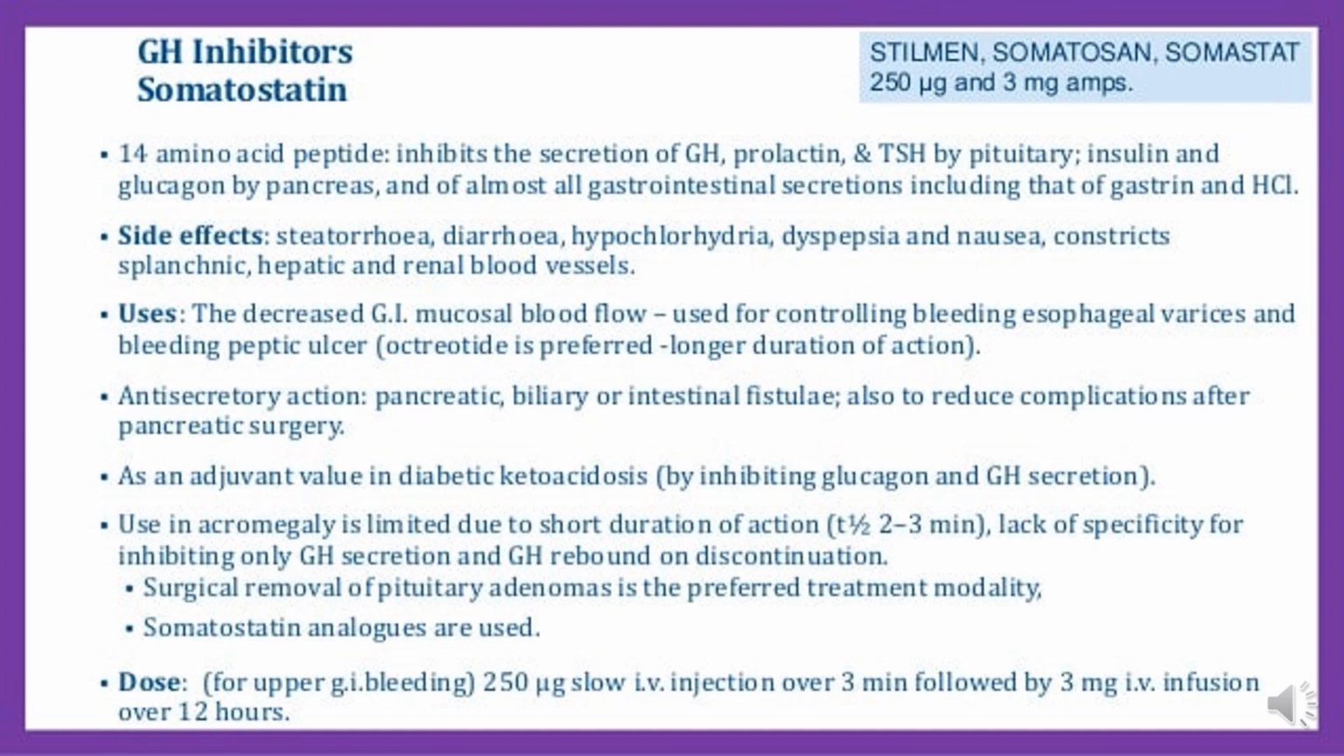GH inhibitors: somatostatin. It is a 14 amino acid peptide. It inhibits the secretion of growth hormone, prolactin, and TSH. It has side effects like steatorrhea, diarrhea, hypochlorhydria, dyspepsia, etc. Uses: the decreased GI mucosal blood flow is used for controlling bleeding esophageal varices and bleeding peptic ulcer. The normal dose that can be given is 250 μg slow IV injection over 3 minutes followed by 3 mg IV infusion over 12 hours.